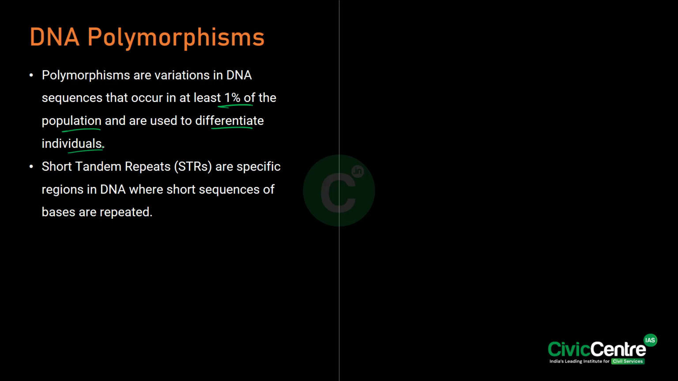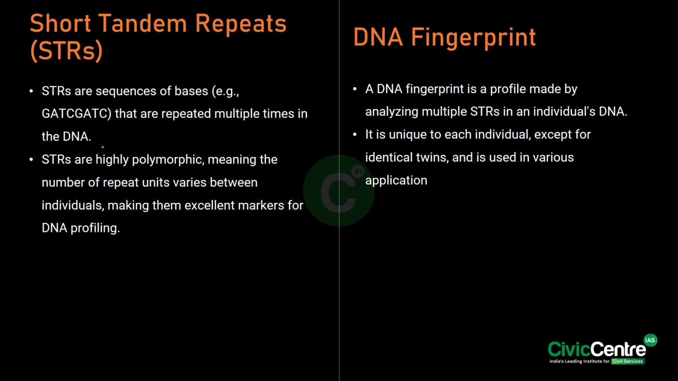So, what are the short tandem repeats? They are sequences of bases, which are G, A, T, C, that are repeated multiple times in the DNA. So, these STRs are highly polymorphic, meaning that the number of repeat units varies between individuals, making them excellent markers for DNA profiling.